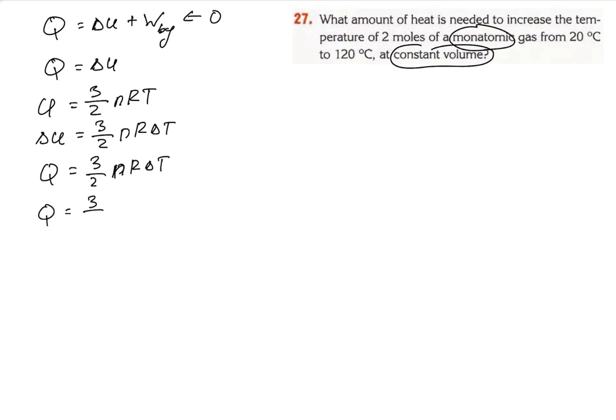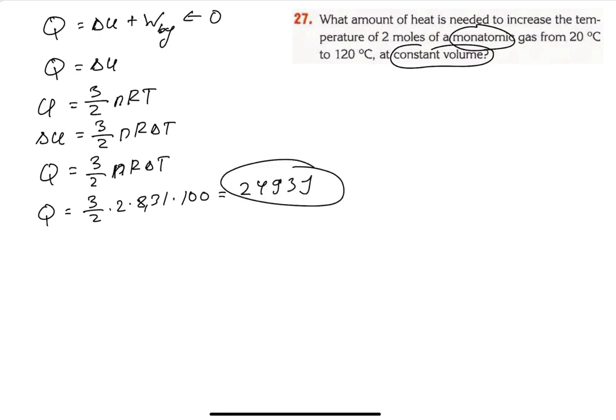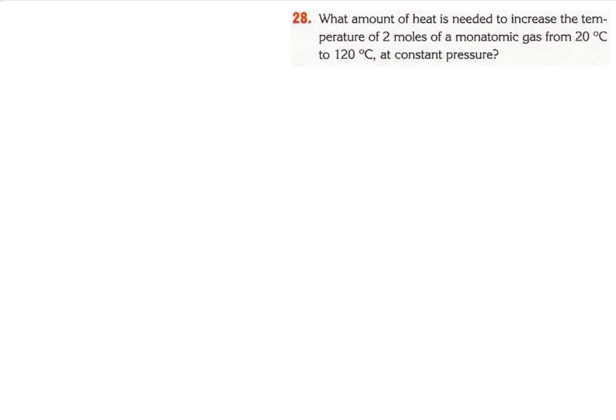Let's solve it. 3/2 times 2 moles, 2 times 8.31 times delta T, which is 100. So if you calculate, you have to get 2,493 joules of energy.